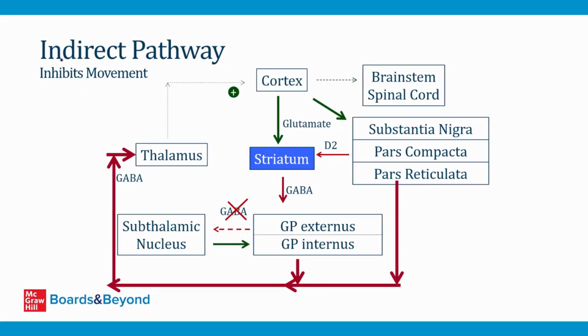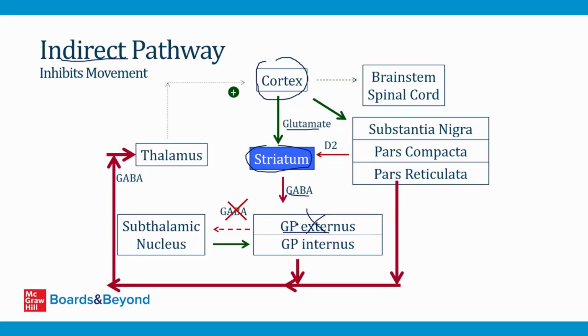Now let's talk about the indirect pathway, which I've depicted on this slide here. So once again, the whole process starts in the cortex, which wants to carry out a complex movement. And when the indirect pathway is involved, it means that the complex movement requires inhibition of motor activity. So the cortex is once again going to send signals to the striatum using glutamate as a neurotransmitter. But when the indirect pathway is activated, what the striatum does is it releases GABA onto the globus pallidus externus. And remember, GABA is inhibitory. So what this is going to do is inhibit the globus pallidus externus.